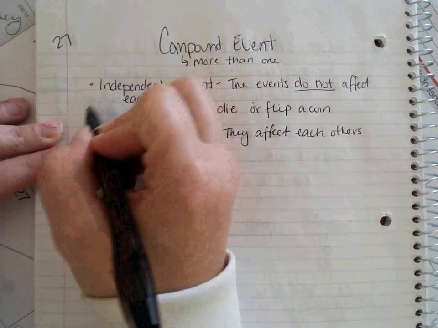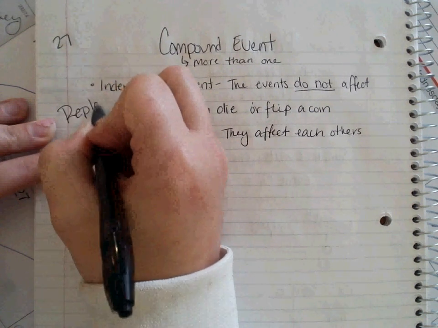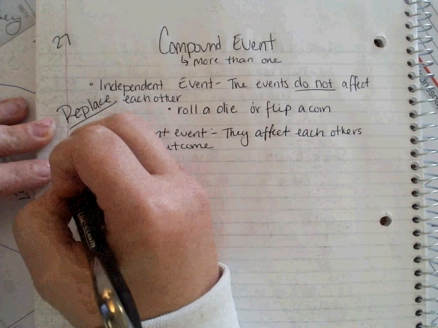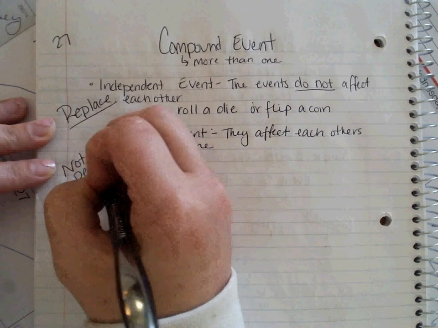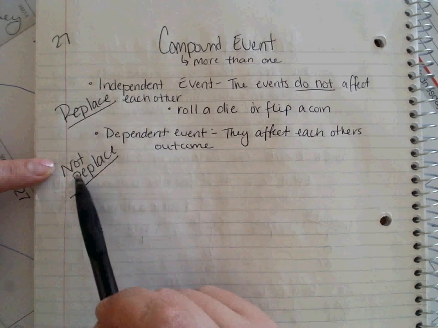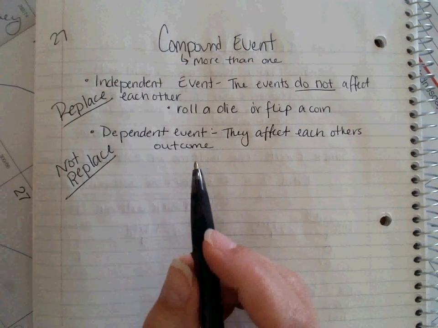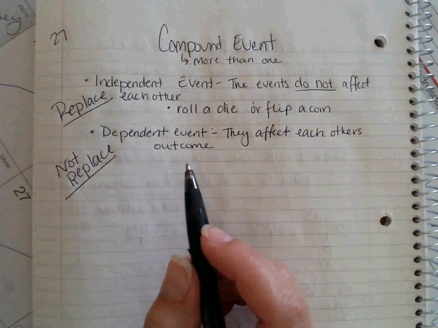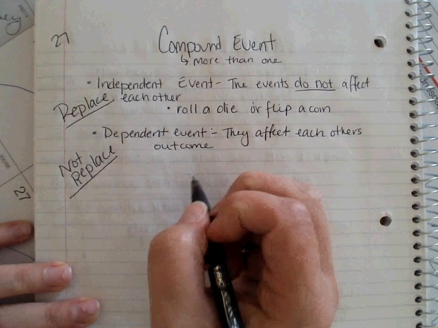A big word to know that goes with independent is replace, which means we put it back. And dependent is not replace, which means we don't put it back. So when we put it back, it's independent, and when we don't put it back, it is dependent. If I pick a card, I don't put the card back in the deck, I keep it, and then I pick another card. They affect each other. They affect the outcomes when you replace or not replace.